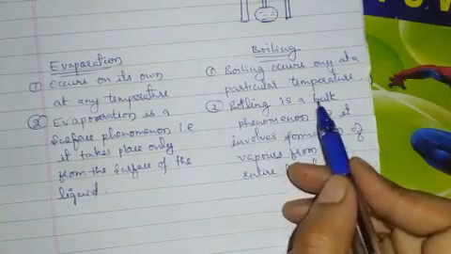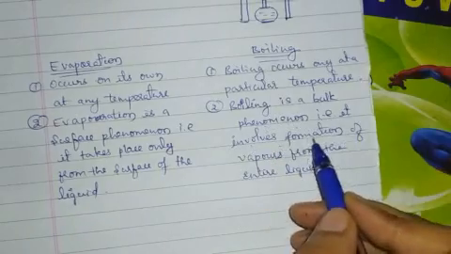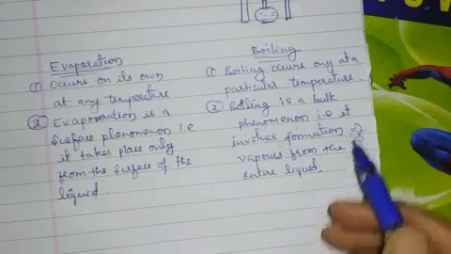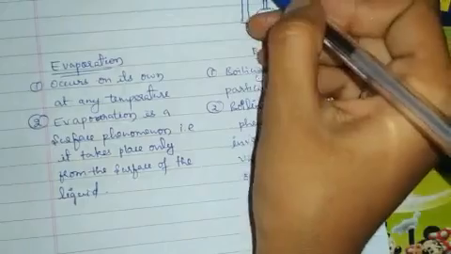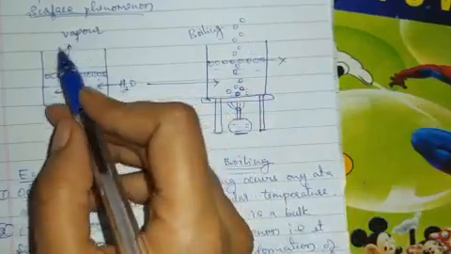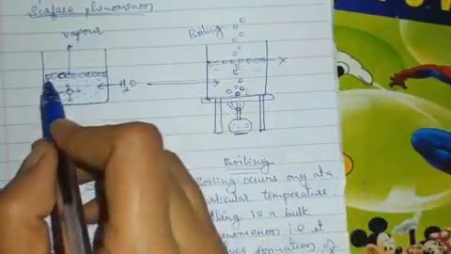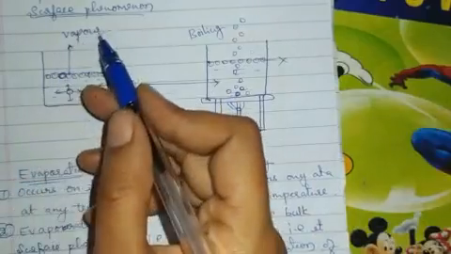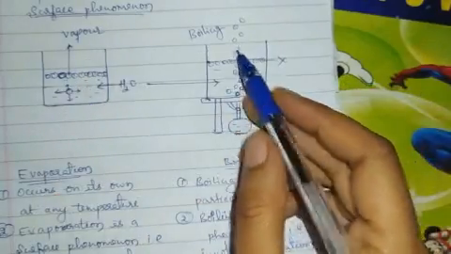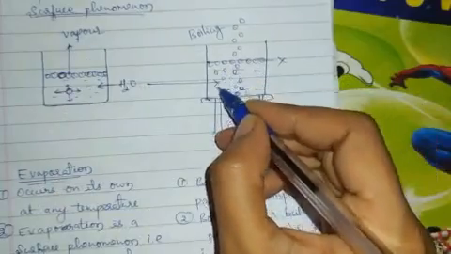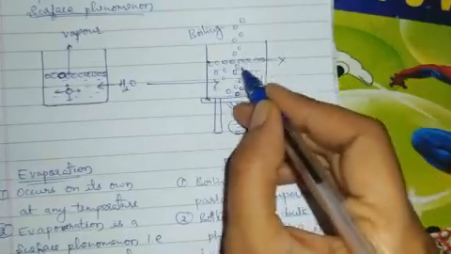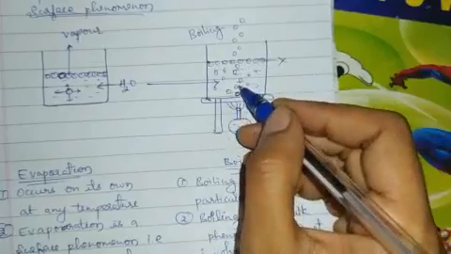Here boiling is a bulk phenomenon, that is, it involves formation of vapor from the entire liquid. From the entire liquid, formation of vapor takes place. But in case of evaporation, only surface molecules are evaporated. Therefore it is a surface phenomenon, whereas boiling is a bulk phenomenon, because here the bulk molecules are evaporated.